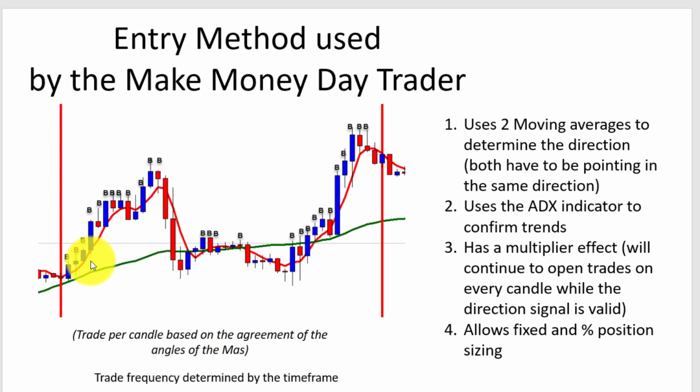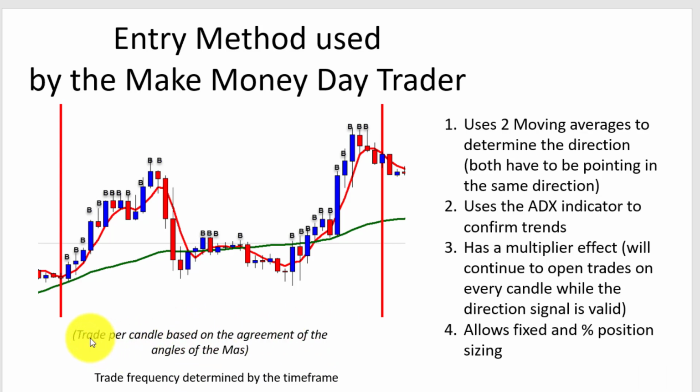Now again, if you want to have more trades, all you do is you use a faster time frame. So instead of using, let's say this was an hourly time frame, you would use the 30-minute time frame. If you want fewer trades, you just use a slower time frame. So instead of using 1 hour, you would use four hours or something like that. So the frequency of trading is determined by the time frame that you use.